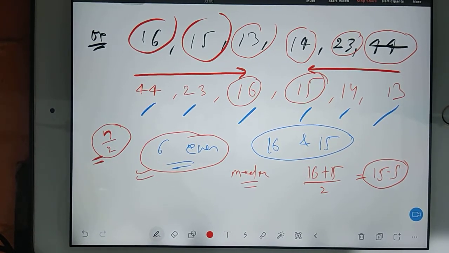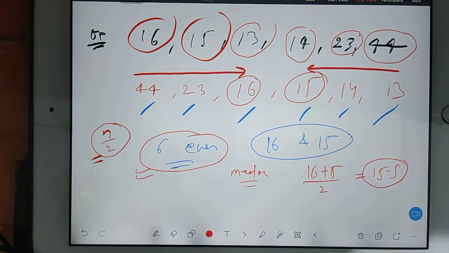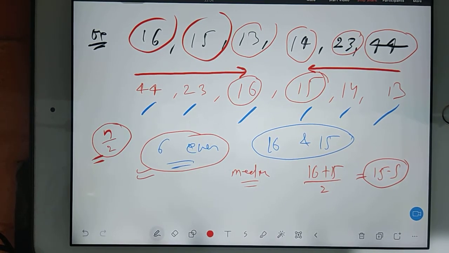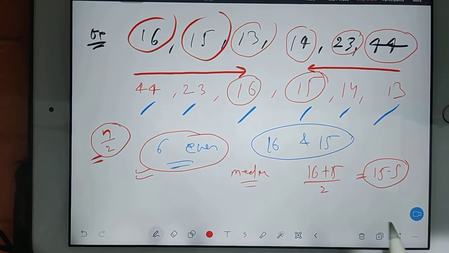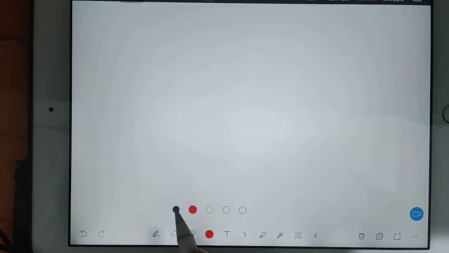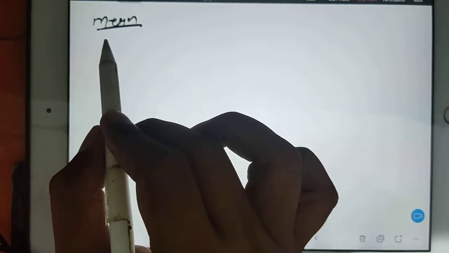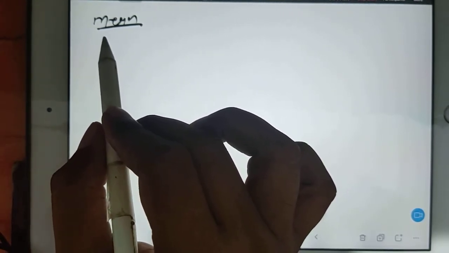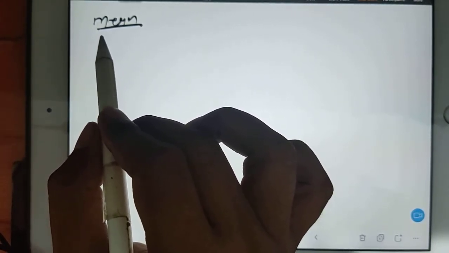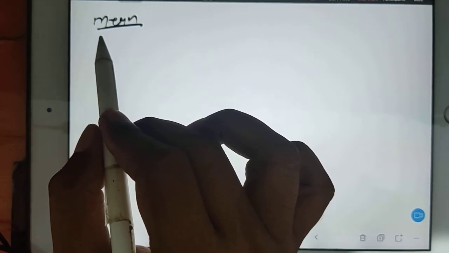Then I will go for mean. So in mean, first I will go for arithmetic mean. I will change the page. Now we have a topic called mean. In that mean, we have several types of mean, like for example, arithmetic mean, weighted arithmetic mean, geometrical mean. So I'll go for harmonic mean.